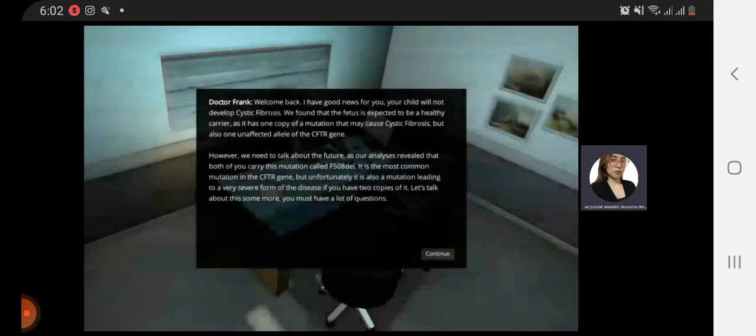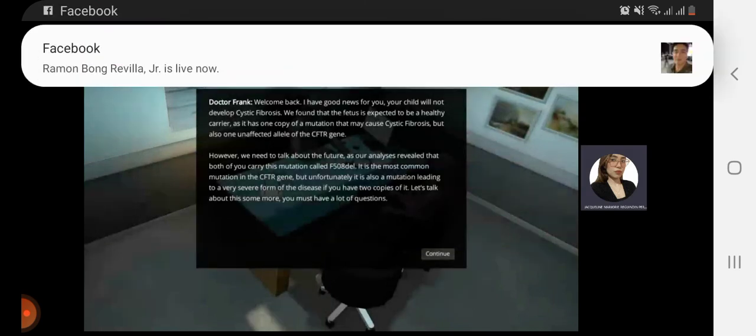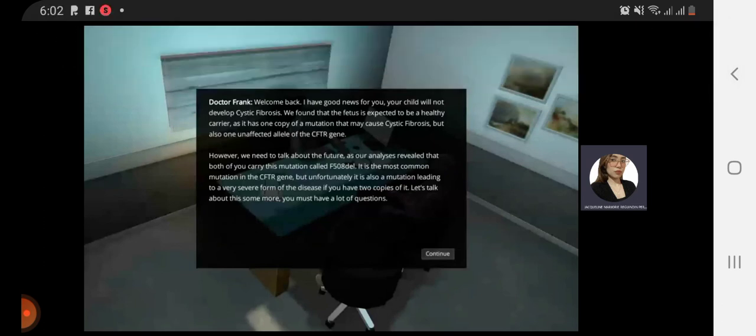Welcome back. I have good news for you. Your child will not develop cystic fibrosis. We found that the fetus is expected to be a healthy carrier, as it has one copy of a mutation that may cause cystic fibrosis, but also one unaffected allele of the CFTR gene.